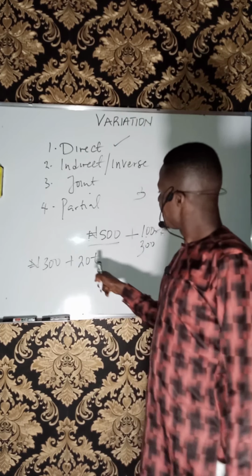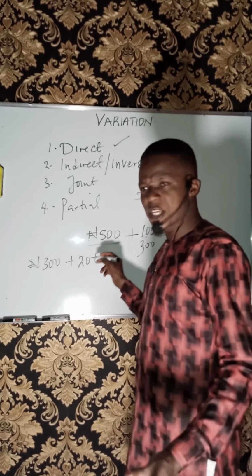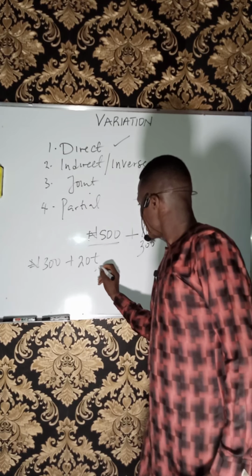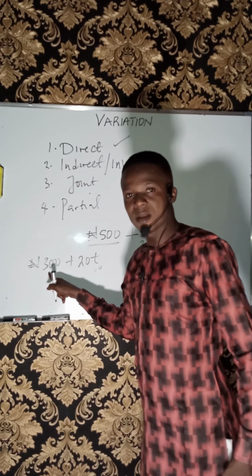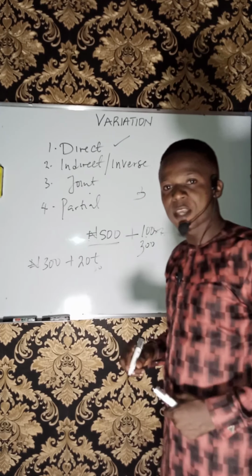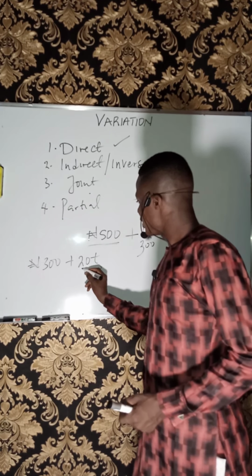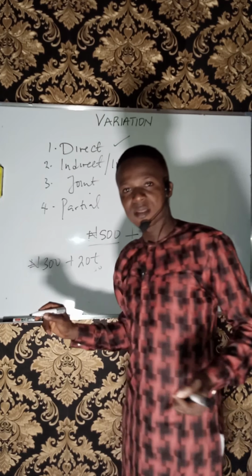20t. 20t can be the time it takes me in sewing that cloth. So if your cloth takes me like 30 minutes, I'll just put 30 here. So 20 times 30 is 600. I'll add 600 to 300 to give me 900. If your cloth takes me like 60 minutes, I'll put 60 here. 60 times 20 is 1200. 1200 plus 300 is 1500.